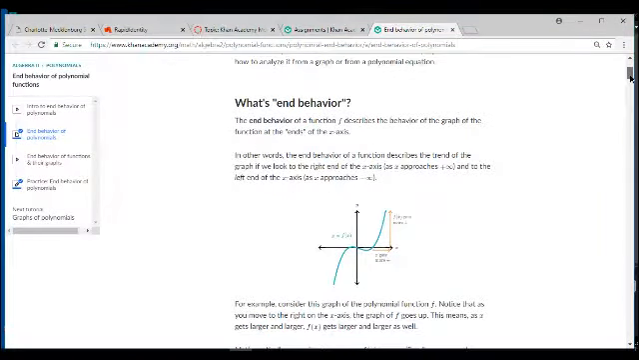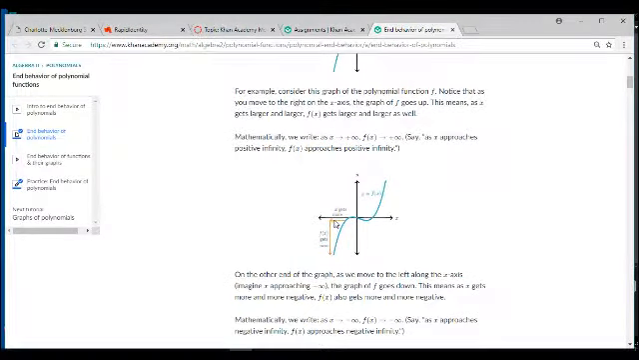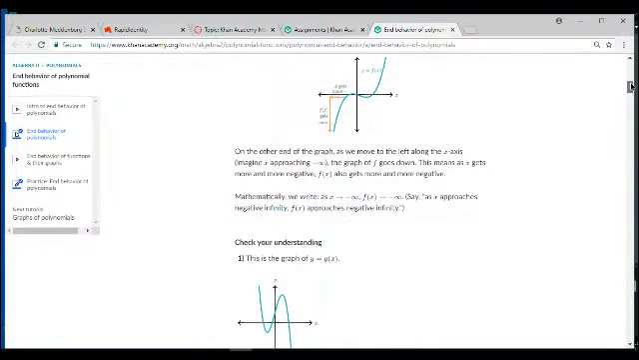So end behavior describes what happens to the function as x gets really big, approaching infinity. What happens to the y value? Right. So for example, here as x gets larger, f of x gets larger. And in this example, as x gets smaller, f of x gets smaller as well. So for the end behavior, you could say as x approaches infinity, f of x approaches infinity, and as x approaches negative infinity, f of x approaches negative infinity.